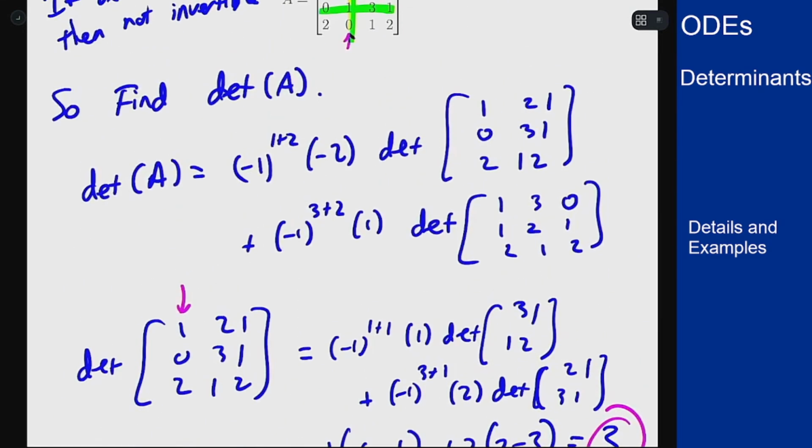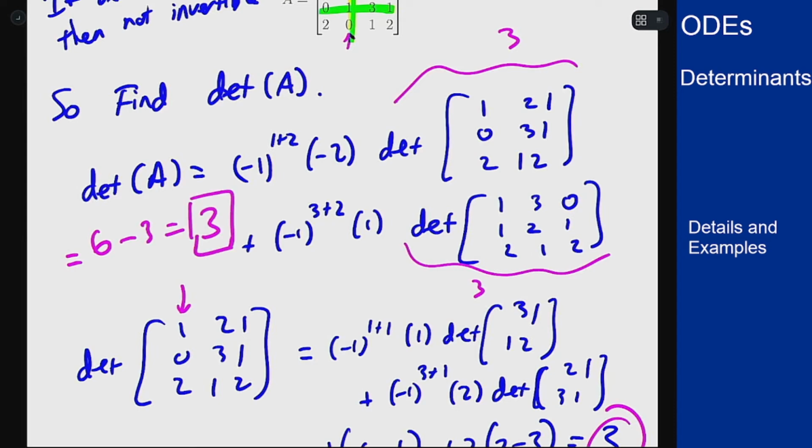Then going back up, I know this here is 3, and this here is 3. That'll be a -1 times -2 is a 2 times a 3 is a 6, and then minus 1 times a 3 means the determinant here is 3. And then we can get our result. So since the determinant of A is non-zero, that means this matrix is invertible.